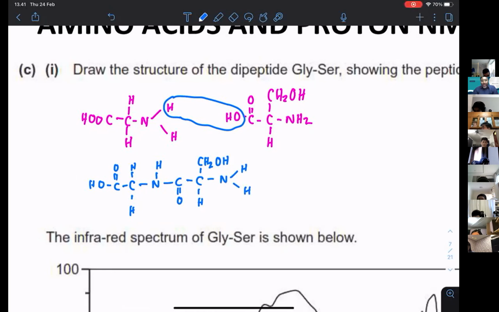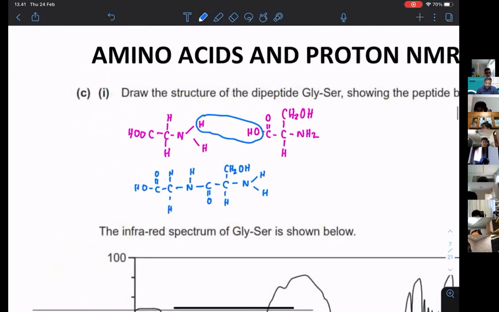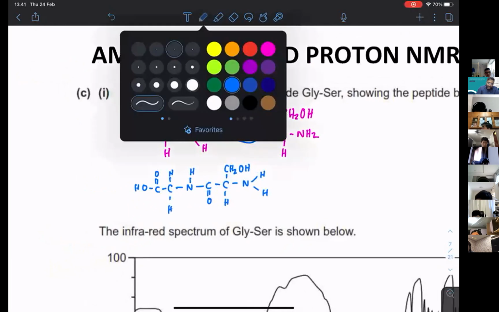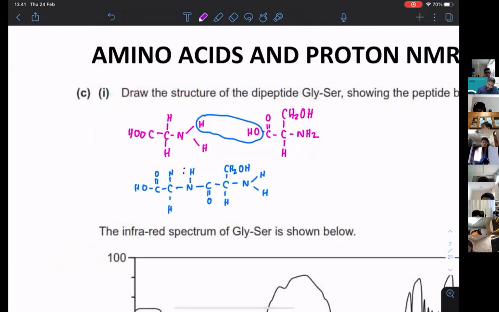So the dipeptide, if I put it over here, has what we call the peptide linkage. This one is the peptide linkage, or amide linkage, or peptide bond, or amide bond. That is going to be showing that, if it continues, then it's polyamide. So this one is going to be a dipeptide.